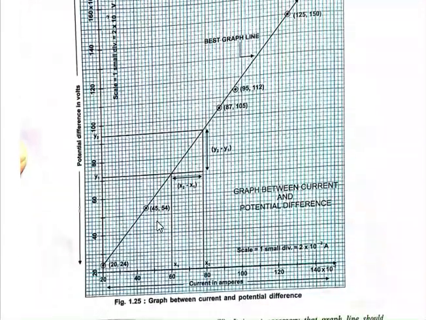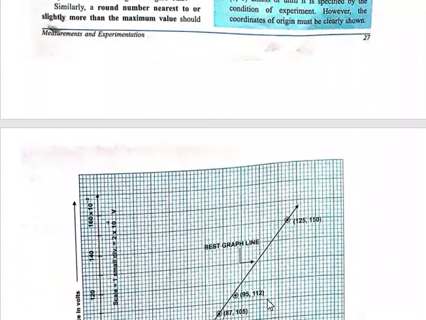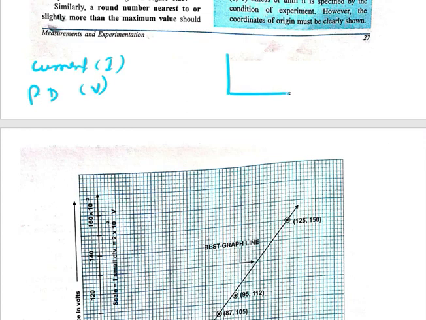Okay, so the graph paper will look like this. There are two axes, so there are two variables. Which are the variables? Generally we have current, that is our I, and potential difference, that is represented by V. Okay, so how will we plot it?